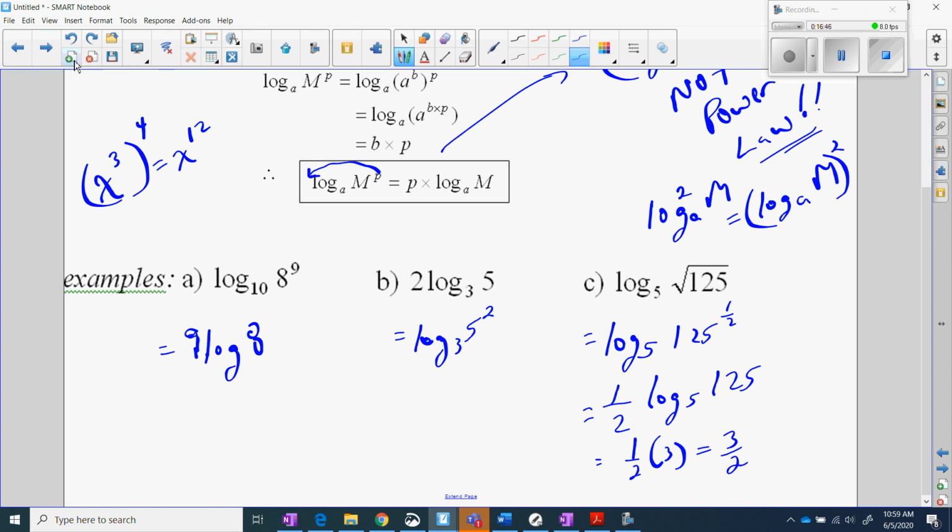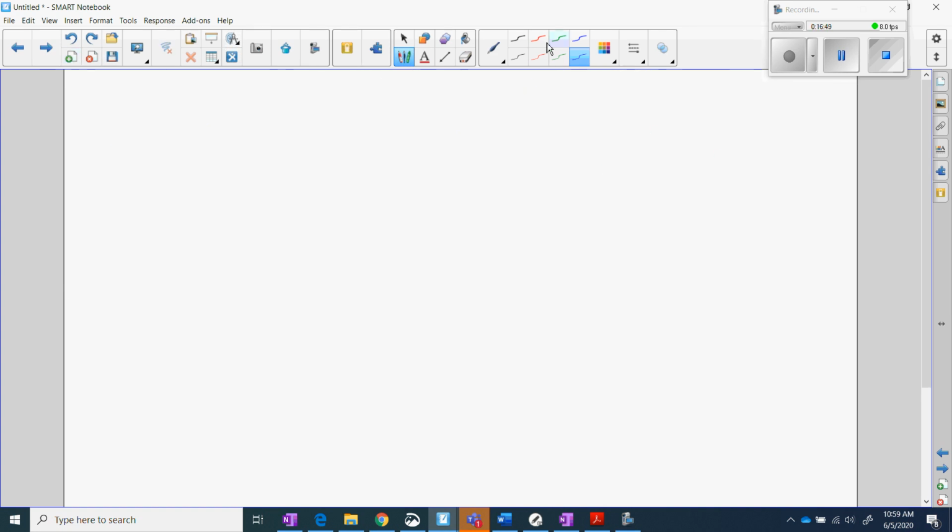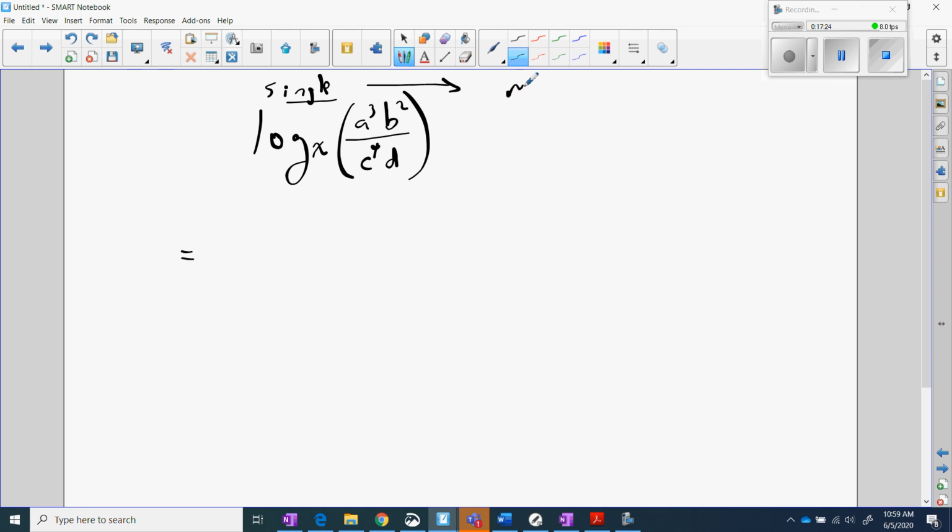I just want to show you, before I get to trying to do a random example here that I'm going to make up, if I have all of the laws together, so let's say I have the log, I'll use base x, of a cubed b squared, divided by c to the fourth, and d, well, let's say I don't put an exponent in that one. And I wanted to separate this into a bunch of separate logarithms. So this is going from a single log. I want to stretch it out to multiple logs using my laws of logarithms.